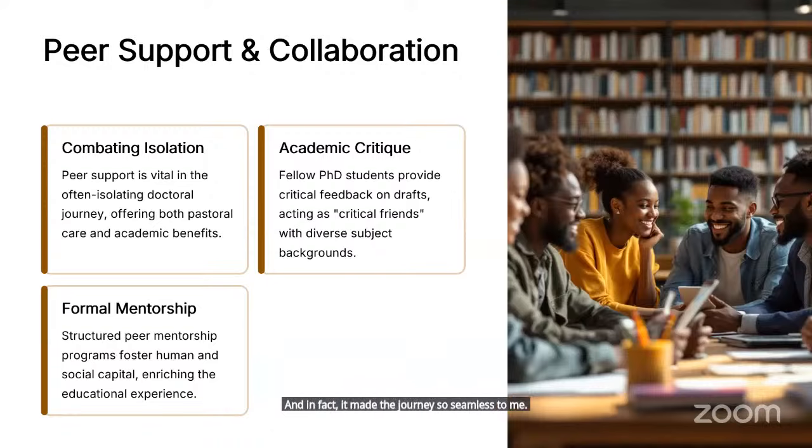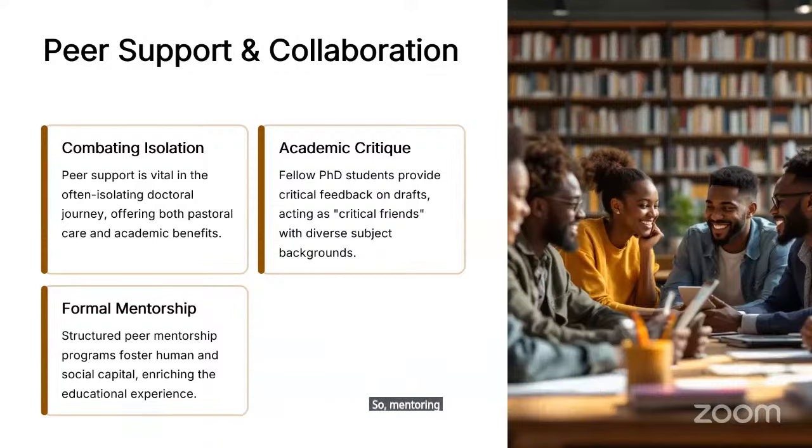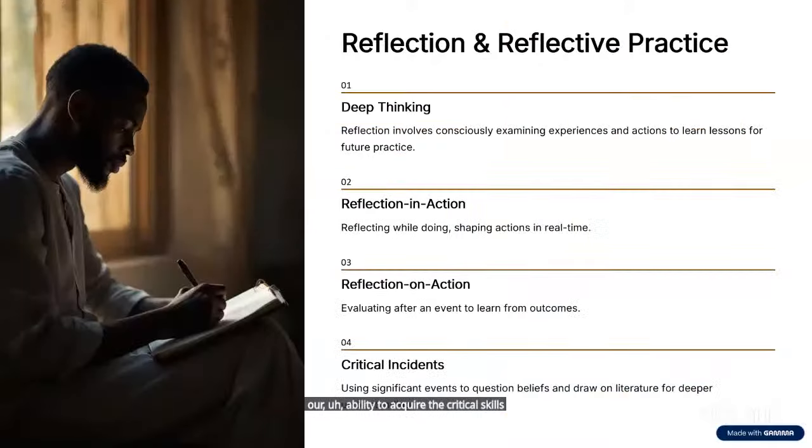I really had all that I needed, apart from the other forms of support that I also experienced while I was doing my doctoral program, including fellowships and others. So mentoring, especially when it is formal, has a way of fostering and enriching this process for us as doctoral candidates, including our ability to acquire the critical skills that we are talking about.